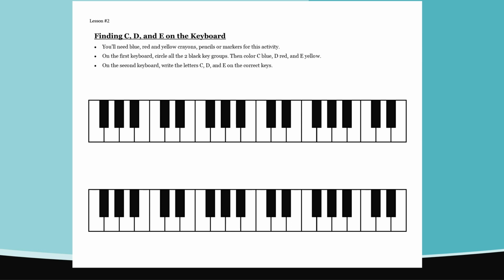So let's get started on this first keyboard on the top. On this first keyboard, what I want you to do is take your black crayon or your gray pencil and circle all the groups of 2 black keys. And then come on back and we'll check your answers. So pause the video to give yourself time to circle them, and then press play when you're ready to check your answers.